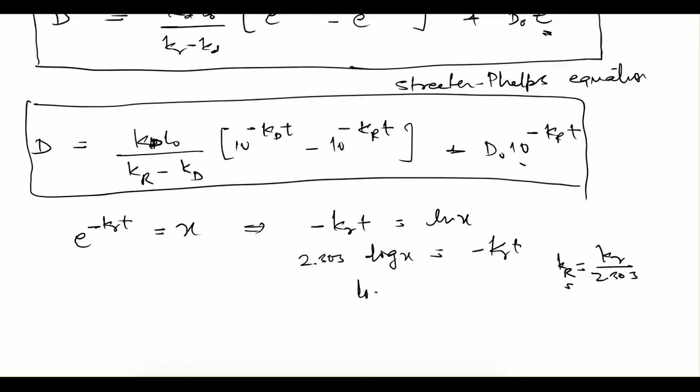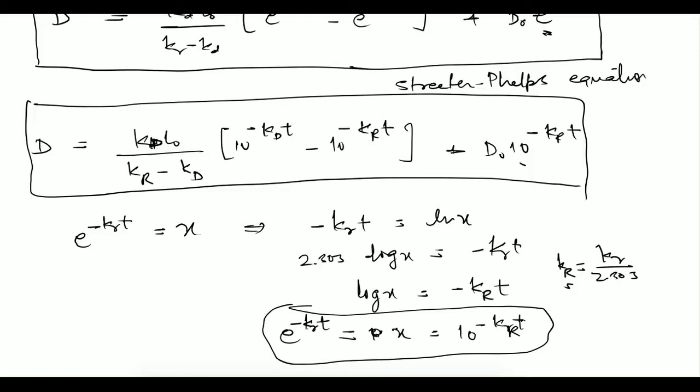So log x would be equal to minus capital KR into t, and if you convert this, x is equal to 10 to the power minus capital KR into t, and this x is also equal to e to the power minus small kr into t. So both are equal, that's why we have replaced the two.